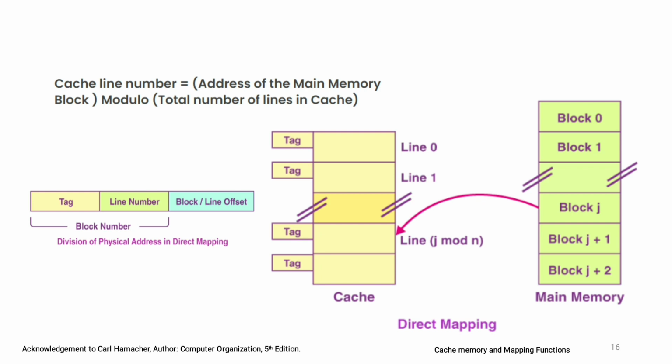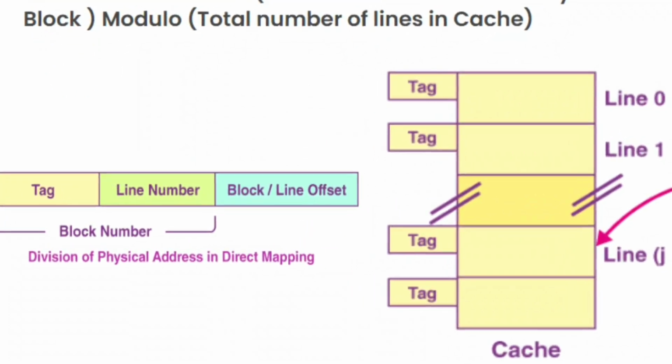This figure is for understanding direct mapping. Main memory is shown in green, then cache in yellow, and the physical address in terms of tag bits, line number, and block or line offset. Whenever a processor requests a word in main memory, it sends the physical address. The division of the physical address in direct mapping is in terms of three elements. The first element is the tag, the second is the line number, and the third one is the offset.